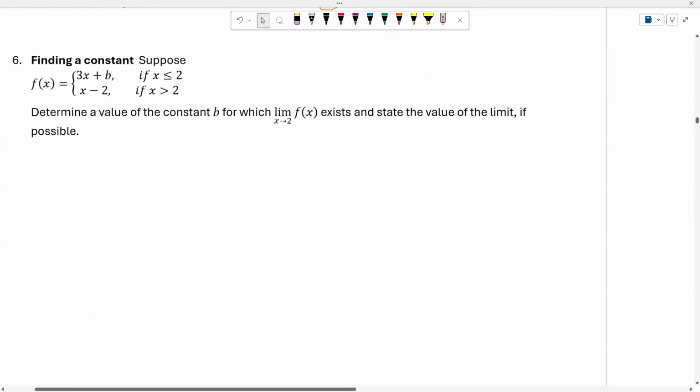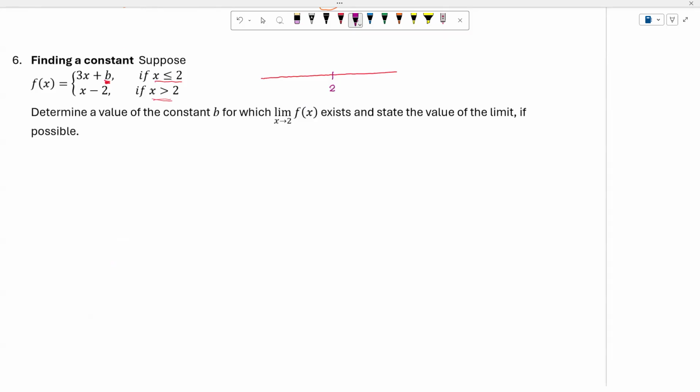And now let's see how we actually work it out. The next problem then. So we would like to find a constant. So in this case, probably they're looking for b then. Suppose that f of x equals 3x plus b if x is less than or equal to 2, and x minus 2 if x is greater than 2. Okay, so right now I have a piecewise function.